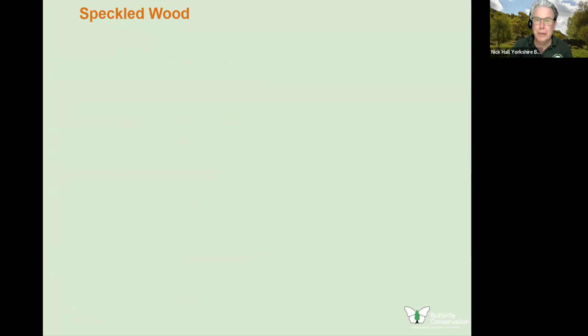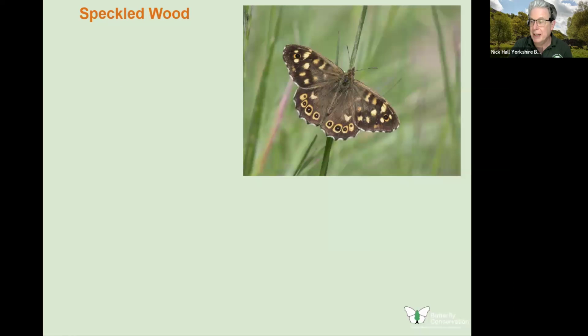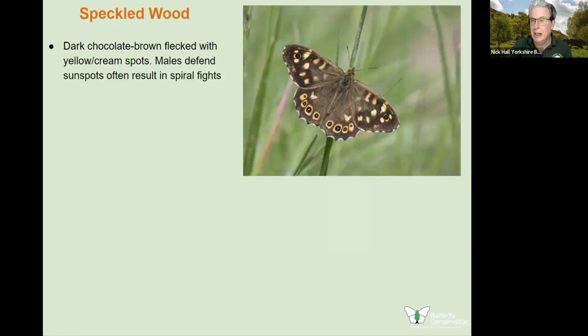I'll move on to the speckled wood, if I may. This is a really interesting species. Dark chocolate brown, flecked with yellow, creamy spots. That color changes a little bit through the seasons. Males defend sunspots, and sunspots are our big friend because they enable us to find this little blighter in woodland.